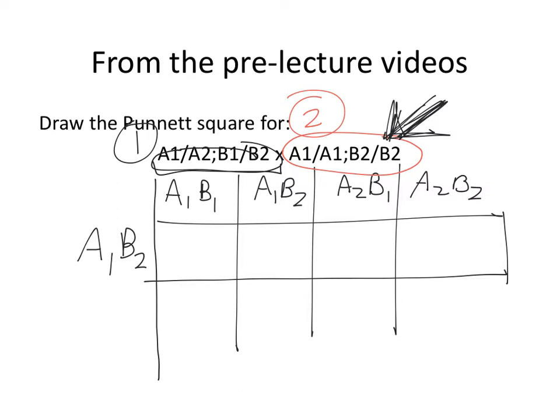So then you could fill that in if you want. Yes, please, can you fill it in? Okay. So that's A1 over A1 and B1 over B1. B1 over B2, sorry. So are these going to be all different genotypes? That's the question I want to know.